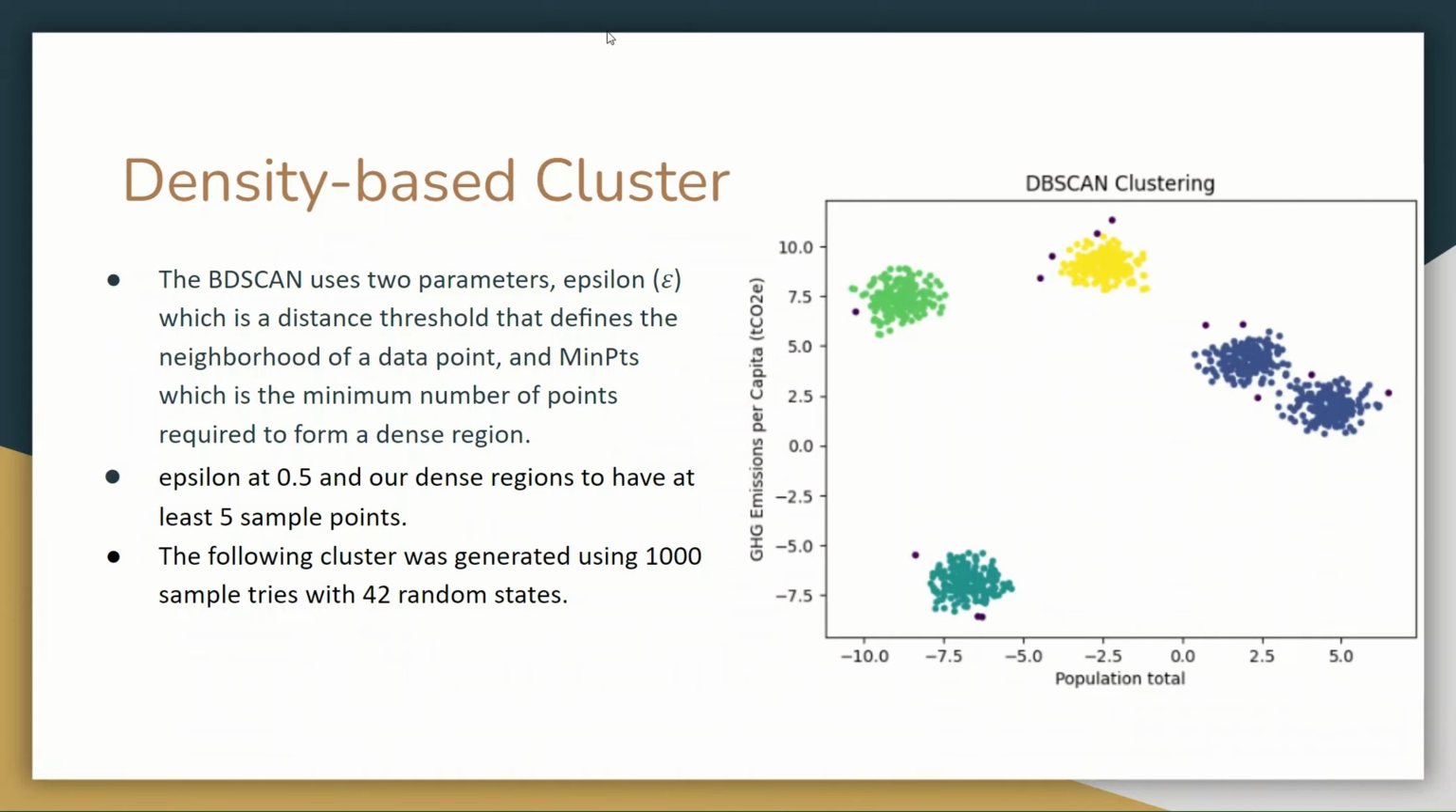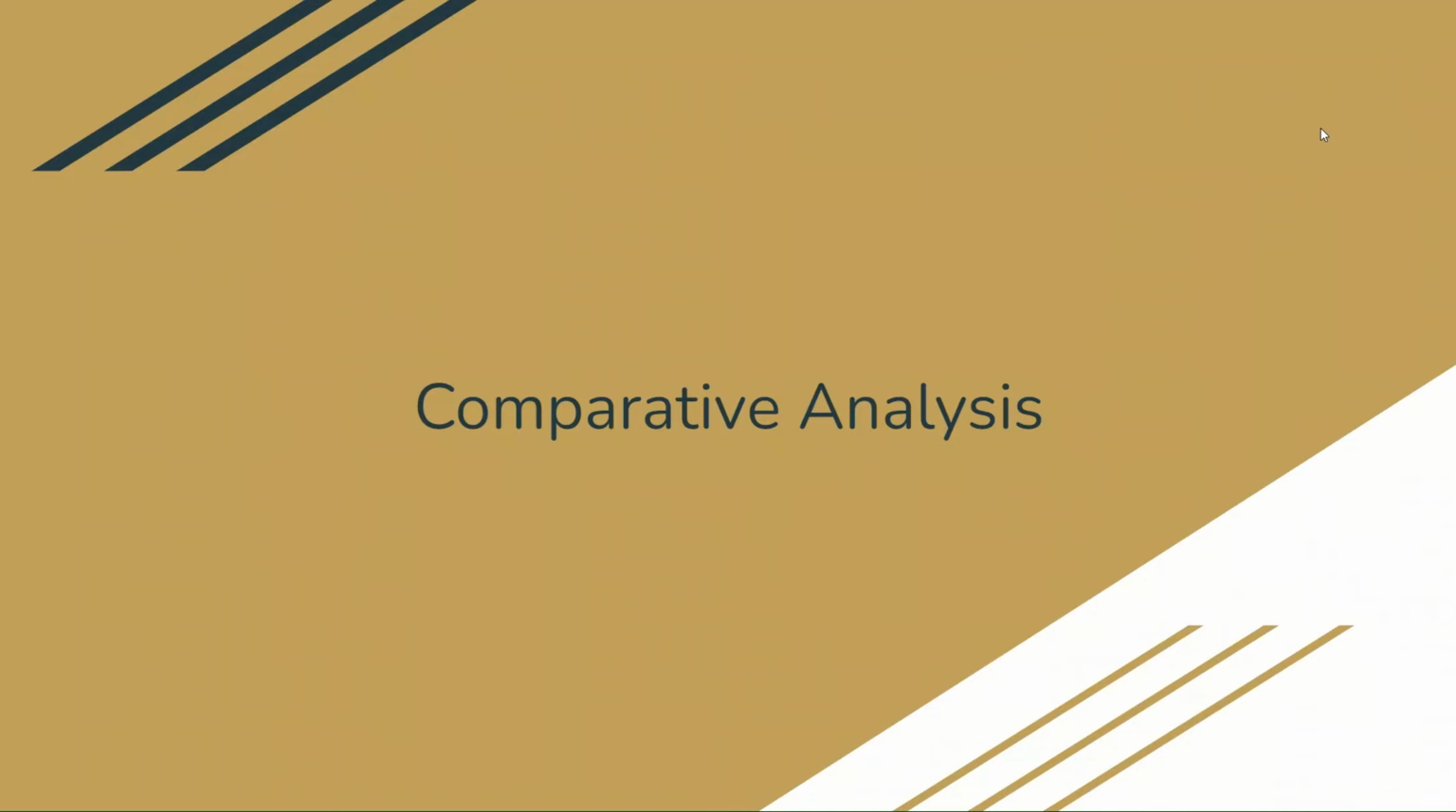For our given dataset, we chose the epsilon value of 0.5 and the dense region to be at least 5 sample points. The following cluster was generated using 1,000 sample tries and 42 random states. And to the right, we can see our DBSCAN clustering with 4 distinct clusters, and the purple dots indicate the center points. Now let's have a look at the comparative analysis.